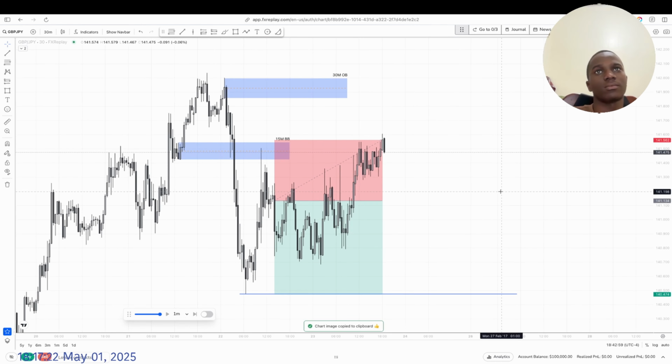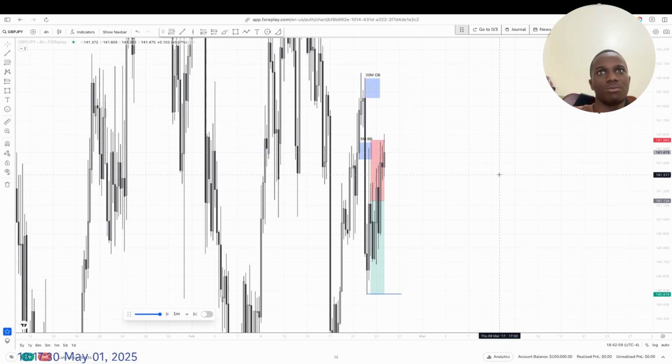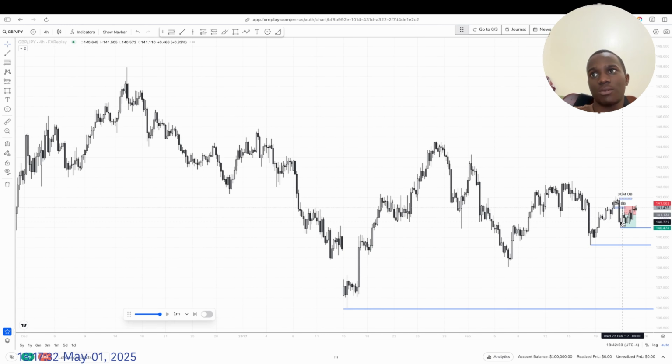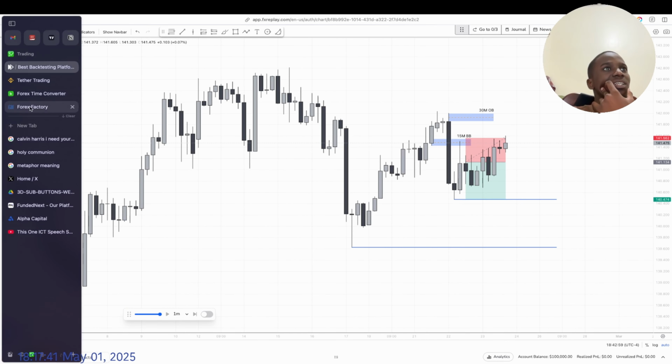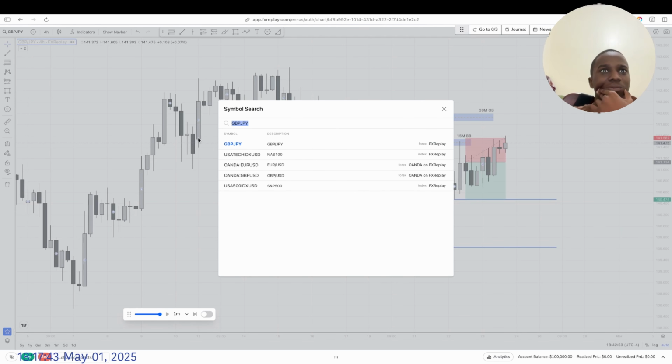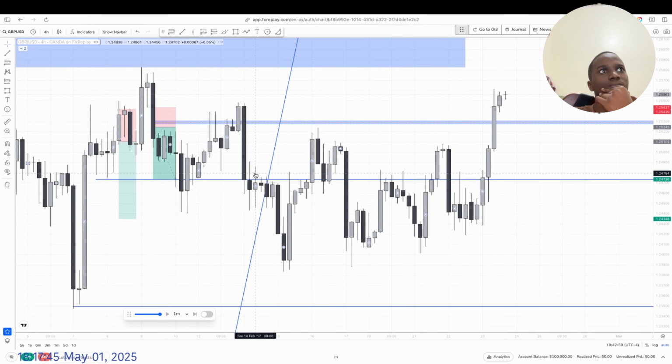Okay, so let's find another backtest in the meantime as GBP/JPY keeps on ranging. You can see it's not making some clear price move, so let's wait for it to have a clear direction. And I was thinking, how about we work with GBP/USD?